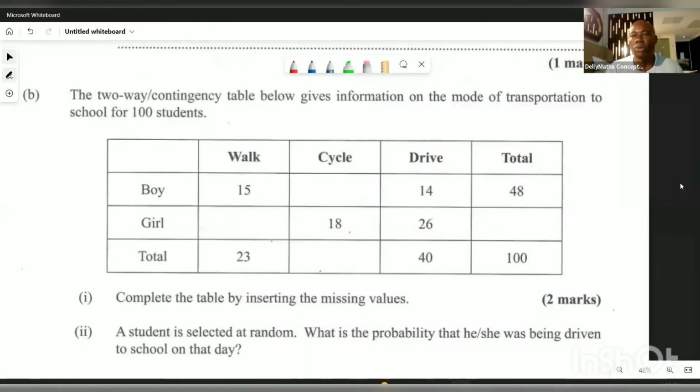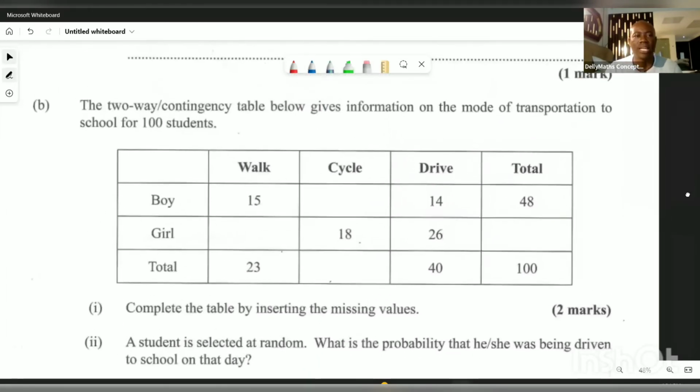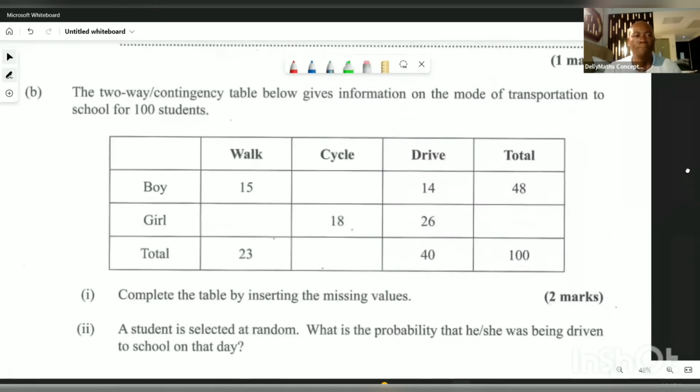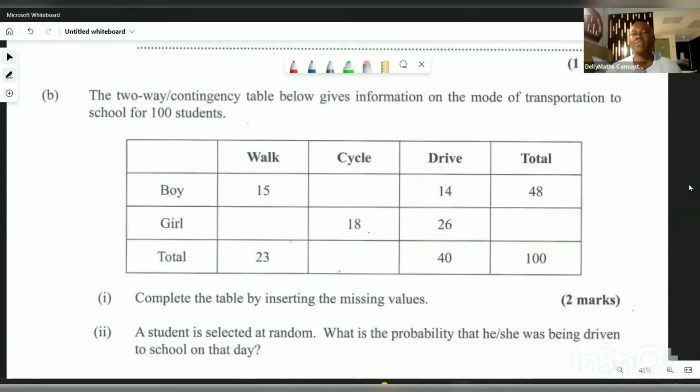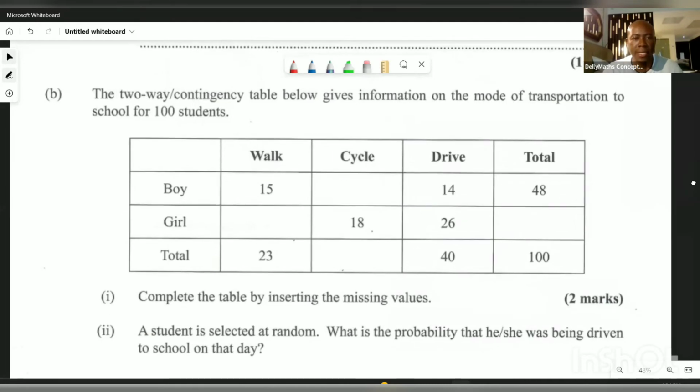All right, let us jump to the last set of questions. So it says, the two-way contingency table below gives information on the mode of transportation to school for 100 students. All right. So then it says we have some that walk, cycle, drive, and then we have the total. So what we want to do is just to check and fill out those missing spots.